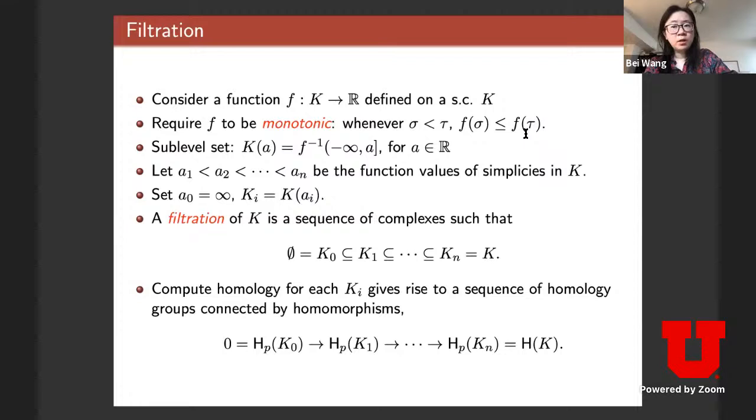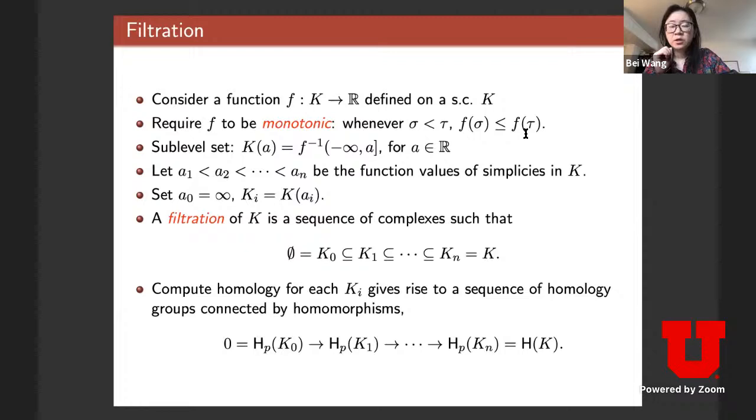What this really means is that if I order those simplices by this function value, in increasing order, then the faces of a simplex always show up earlier than the simplex themselves, okay?